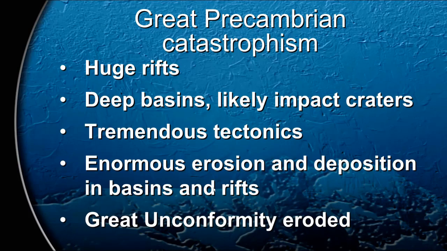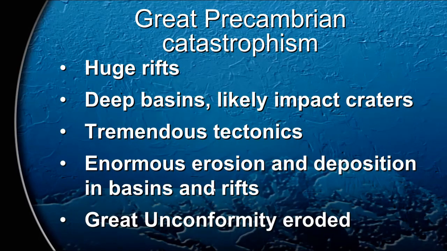We had tremendous tectonics during the Precambrian, enormous erosion and deposition, but the deposition was mainly in basins and rifts, which makes sense because you have fast currents, a lot of turbulence, but the only place you can deposit sediments at this stage, early in the flood, would be in basins where the currents would be slower, and in rifts, big cracks, faulted cracks.